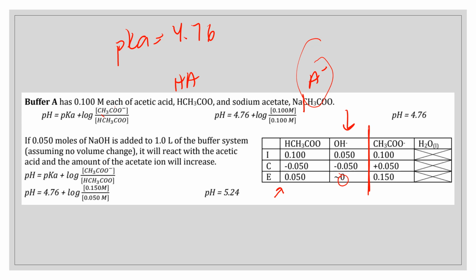So essentially what we're going to do is find out what our new pH is with these different concentrations. We're going to plug in our pKa 4.76 plus the log of my conjugate base divided by the concentration of the acetic acid after the fact. We do our work, we end up with a pH of 5.24. So that's buffer A.